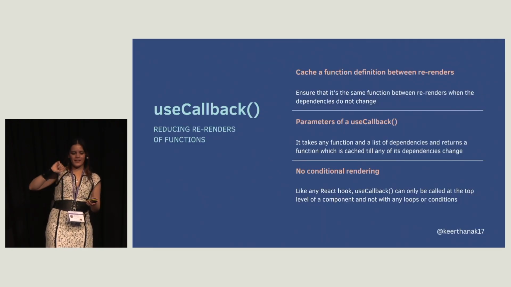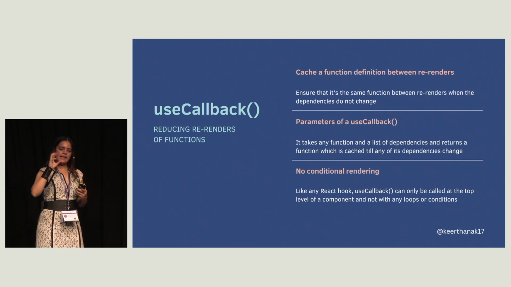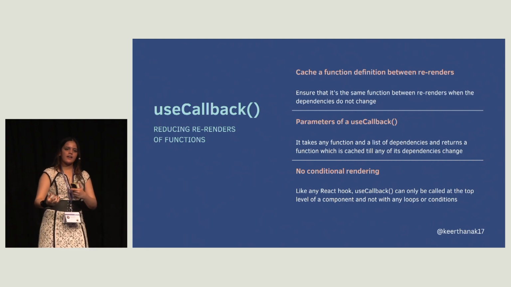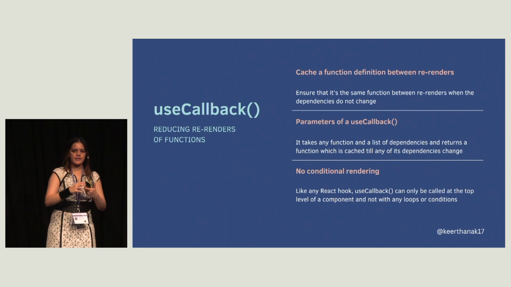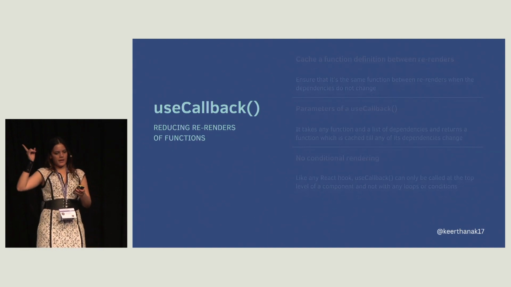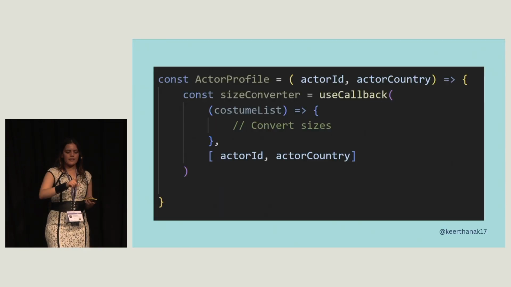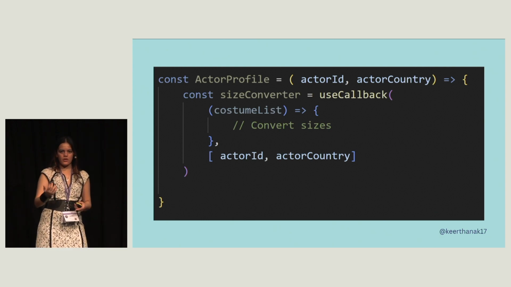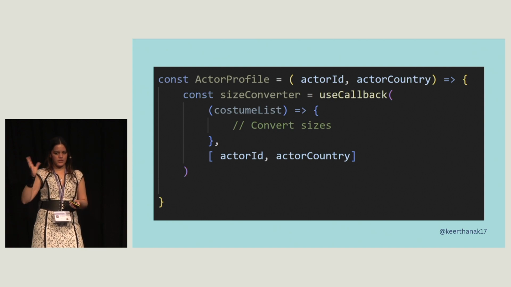So what does useCallback give you back? You basically pass in a function, and what useCallback gives you is a function that is memoized. So no matter what input you give into it, as long as the dependencies don't change, it would still give you a function that does a very specific processing of the input that you give. So coming back to the example, whatever costume list I give, it should have the conversion, but this conversion should change when the actor ID changes, right? When the actor changes or the location changes, I want the size conversion to change.